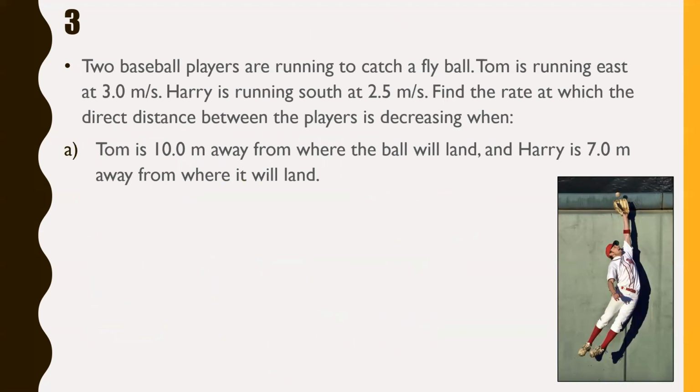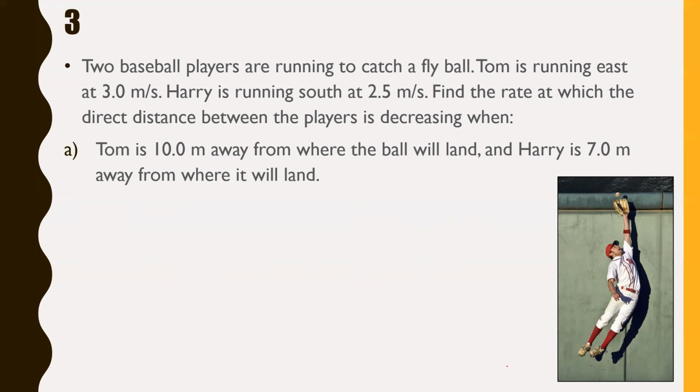All right. So 2 baseball players are running to catch a fly ball. Tom is running east at 3 meters per second. Harry is running south at 2.5 meters per second. Find the rate at which the direct distance between the players is decreasing when we have this situation. Tom is 10 meters away from where the ball will land, and Harry is 7 meters away from where it'll land. And then we'll have a different situation in part B on the next slide. My advice, draw a picture on this one, guys. Draw a picture that's really accurate and all that. We'll go over this one in just a second.